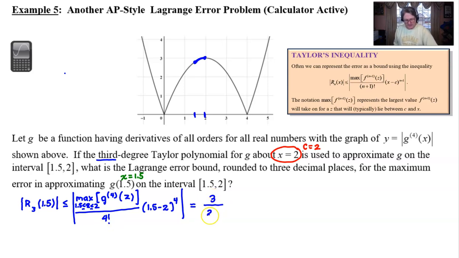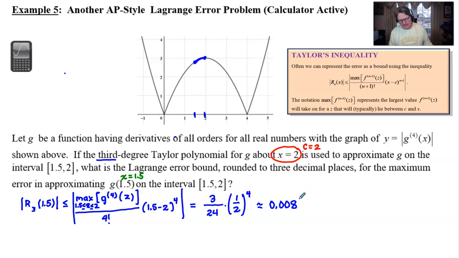So 4 factorial is going to be 24. 1.5 minus 2 rather is going to be a half, and that half is going to be raised to the fourth power. And if this was maybe a multiple choice question without calculator, that likely would be an answer option. If this is a non-calculator free response question, we really don't have any need to go any further. Being that this is calculator active and they did ask to round to 3 decimal places, by the time we do that, and I will let you check this to make sure it's right, you should get 0.008.